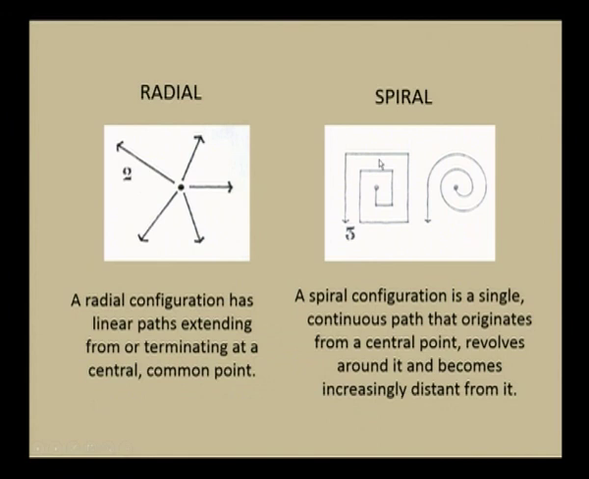A radial configuration has a linear path extending from or terminating at a central and common point, like what is shown here. A spiral configuration is a single continuous path that originates from a central point, revolves around it and becomes increasingly distant from it, like what is shown here.